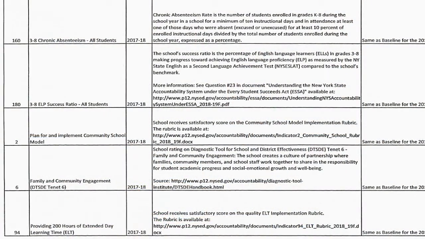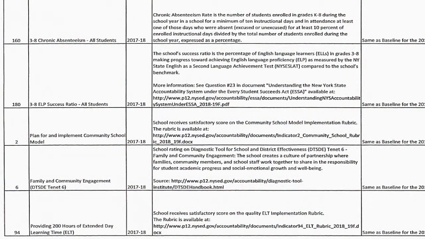That is coded as number 2, and it's still on the same page. If you look, you will see basically the school receives a satisfactory score on the community school model implementation rubric. So we're looking to get more information on what those components will look like and what are some things that we will be doing as a team to evolve on some of those components. It's almost like they do a phase, and you have to have so many of the things accomplished on the checklist. And so we will be focused on doing the community school model in addition to the family and community engagement model and engagement tenet 6.